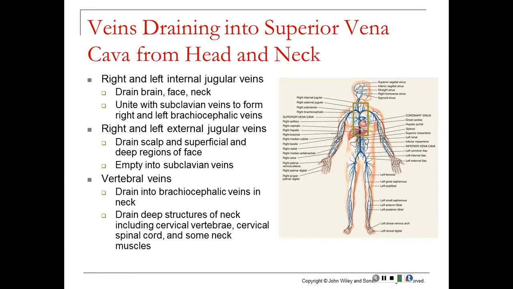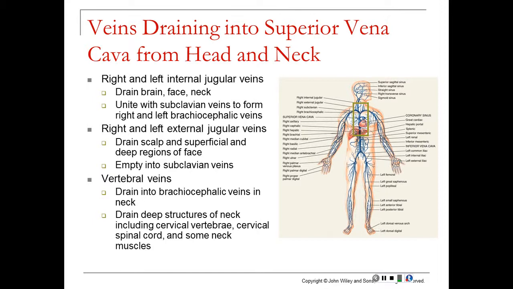So coming into that superior vena cava from the head and the neck, you have the right and left internal jugular veins, which are draining the brain, the face, the neck. They're going to unite with the subclavian veins and then ultimately with the brachiocephalic veins and then dump back into the superior vena cava. The right and left external jugular veins drain the scalp as well as superficial and deep regions of the face. They dump into the subclavian, which dump into the brachiocephalic, which dump into the superior vena cava. The vertebral veins drain right into the brachiocephalic, which then go right into the superior vena cava.